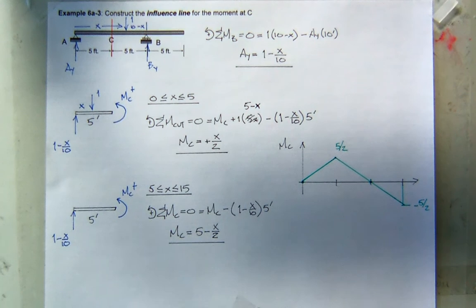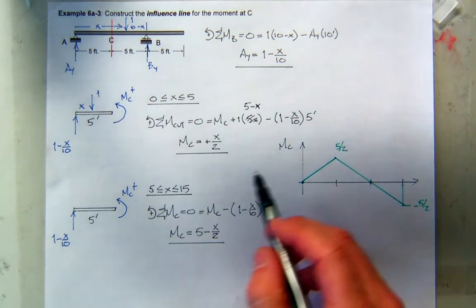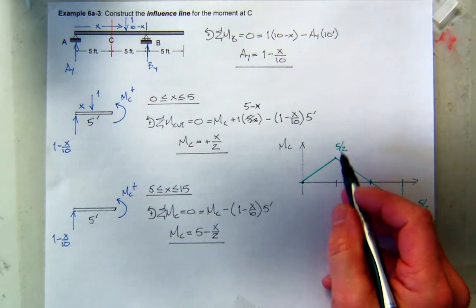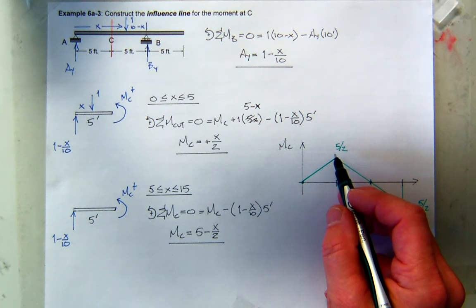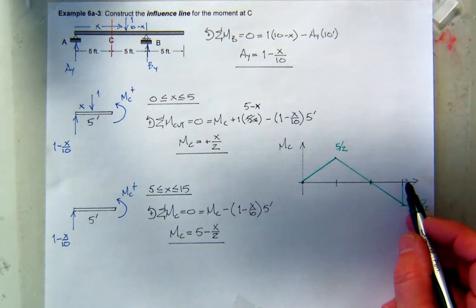Now we know that in some structures, the difference between positive and negative moment is significant. So where would I go stand to create the biggest positive moment at C? Well, the biggest ordinate value is right at C. So I go stand at 5 feet, and that creates the biggest positive moment at C. What about the biggest negative moment? I'd go all the way over here and stand at 15.